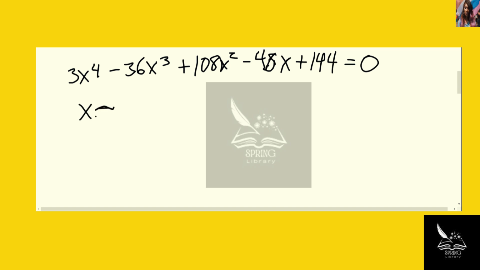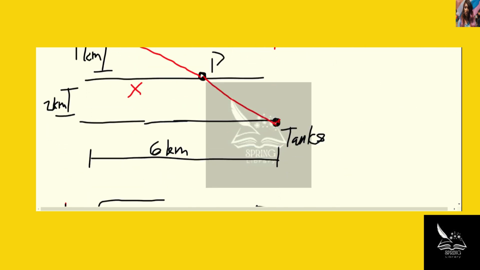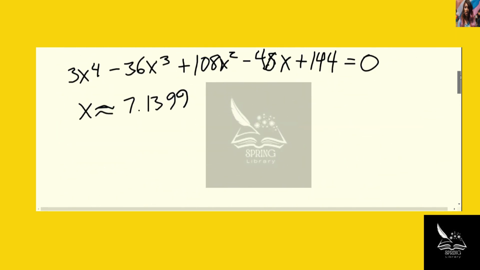x is about 7.1399. Notice, however, that in our figure, it's implicit that x can only be between 0 and 6, so we don't care about this zero. The other zero that we find is 4.87637, which is inside our domain.